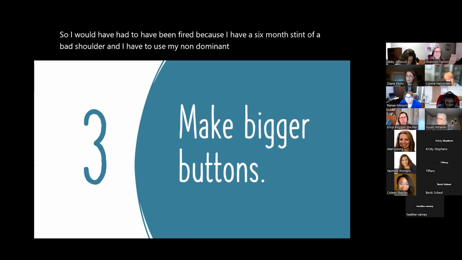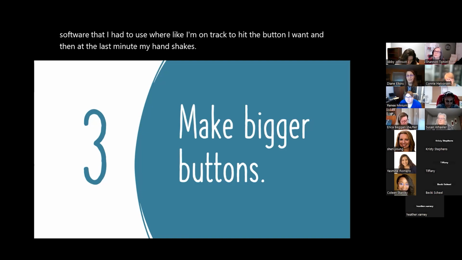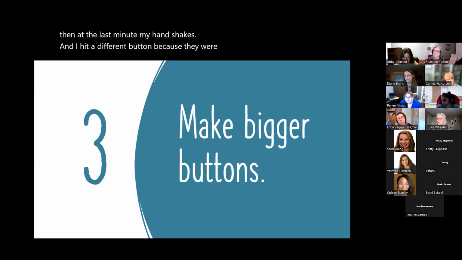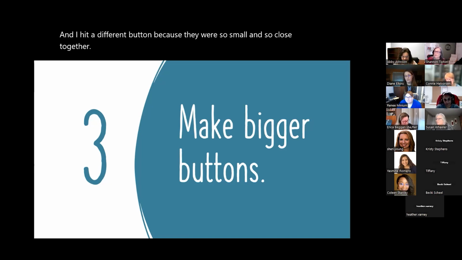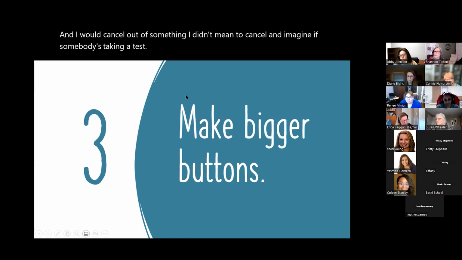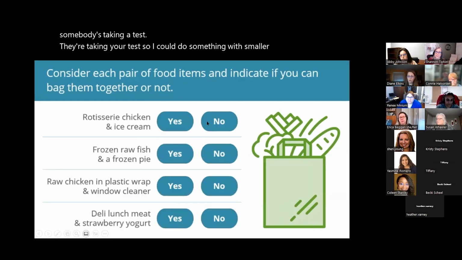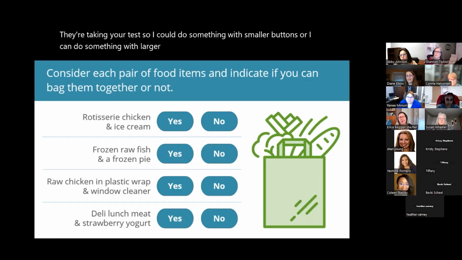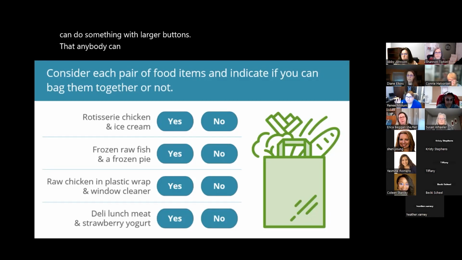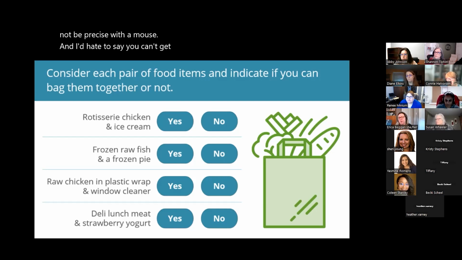And there are some software that I had to use where I'm on track to hit the button I want, and then at the last minute, my hand shakes and I hit a different button because they were so small and so close together. And I would cancel out of something I didn't mean to cancel. And imagine if somebody's taking a test. They're taking your test. So, you know, I could do something with smaller buttons, or I can do something with larger buttons that anybody can click. There are a number of reasons why someone may not be precise with a mouse. And I'd hate to say you can't get better at your job because of it.